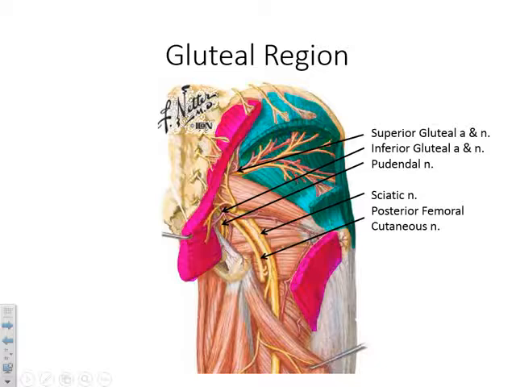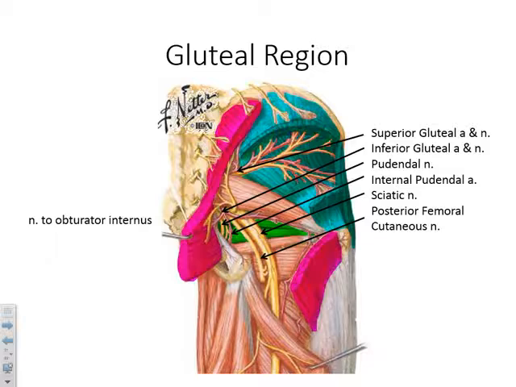In addition, we also see two small nerves branching directly from the sacral plexus. These are the nerve to obturator internus, which also supplies the superior gemellus, and the nerve to quadratus femoris, which also supplies the inferior gemellus. The mnemonic PINS is often used to identify these structures from medial to lateral in the pudendal canal.